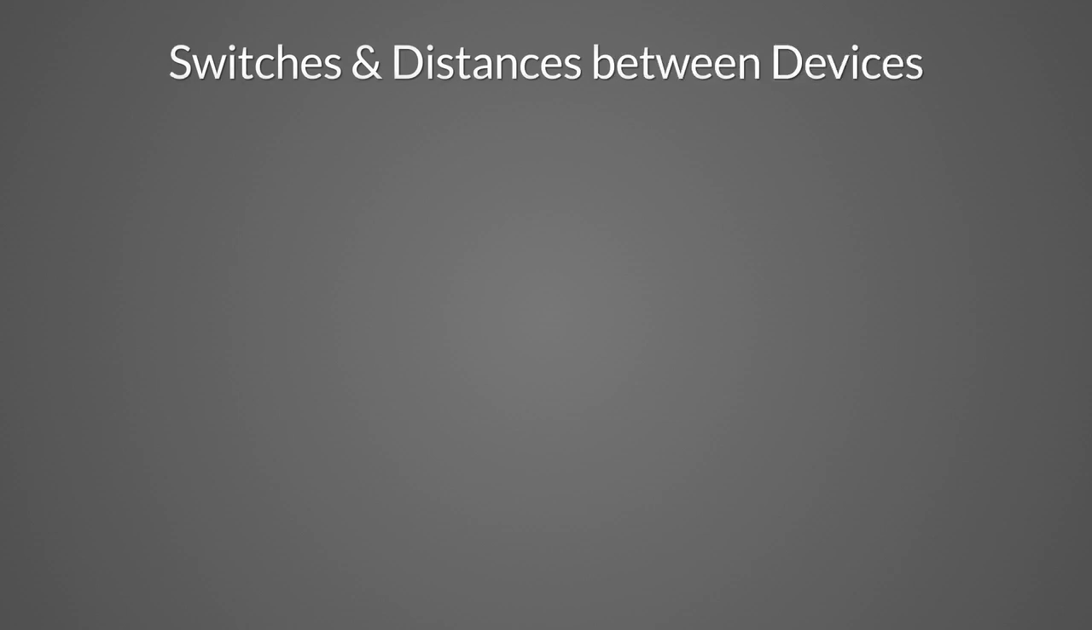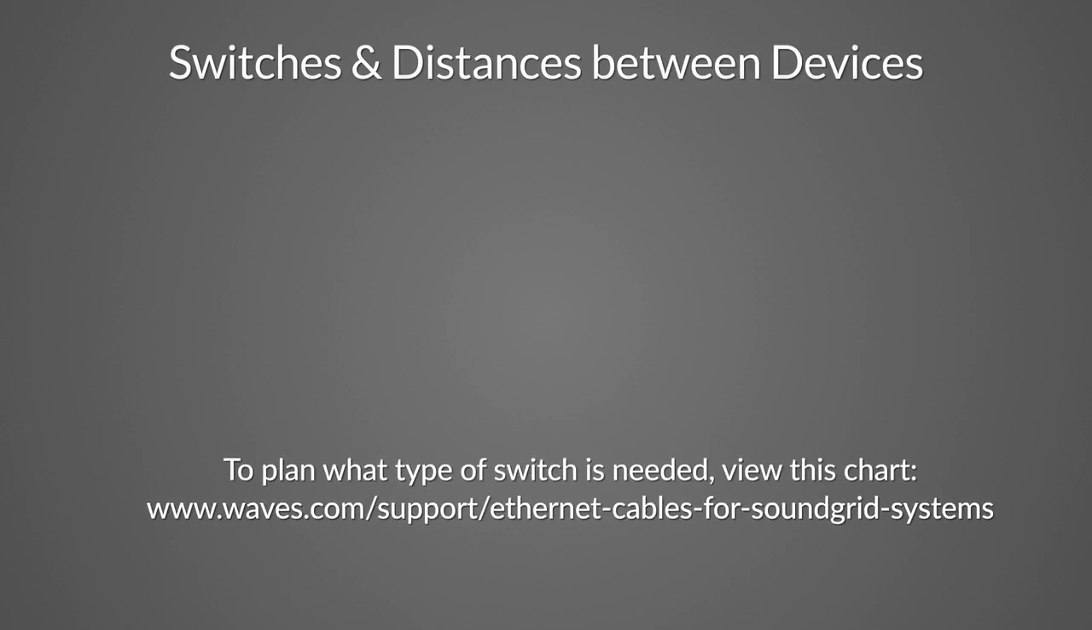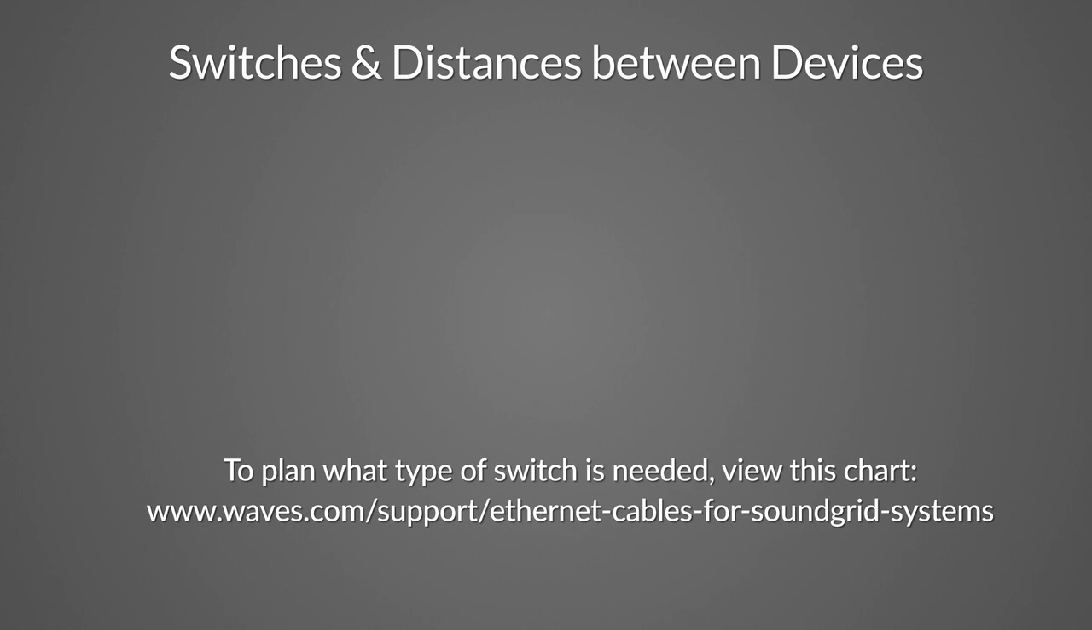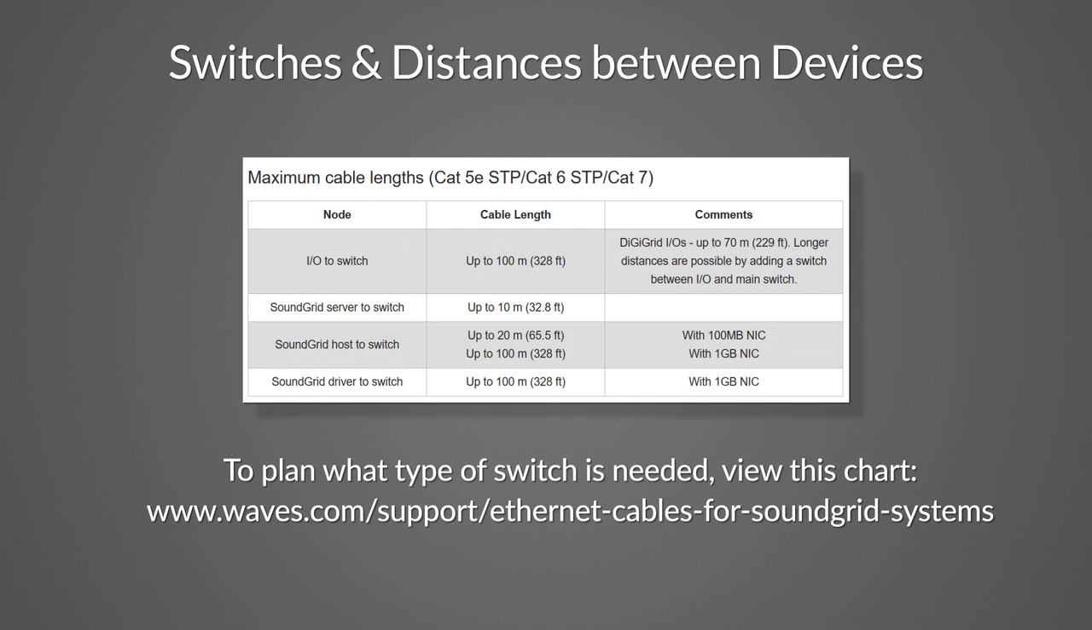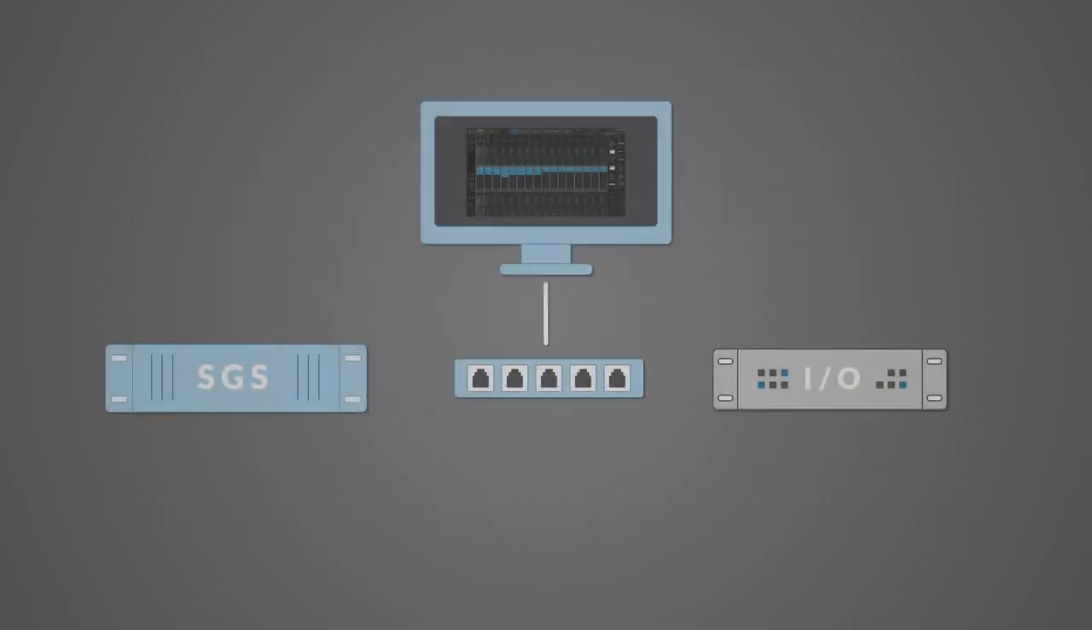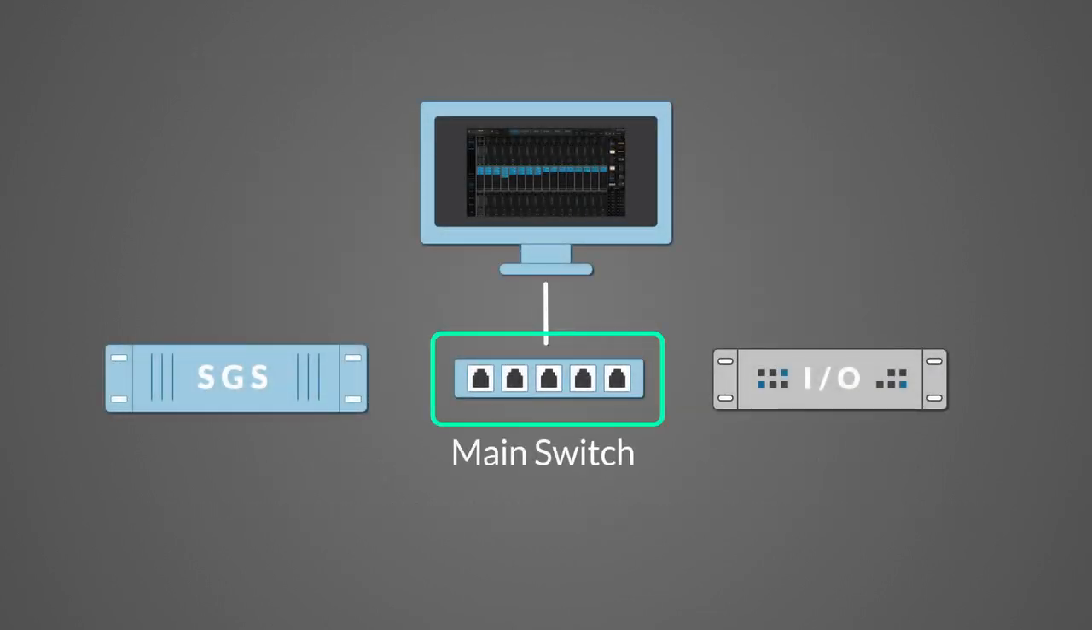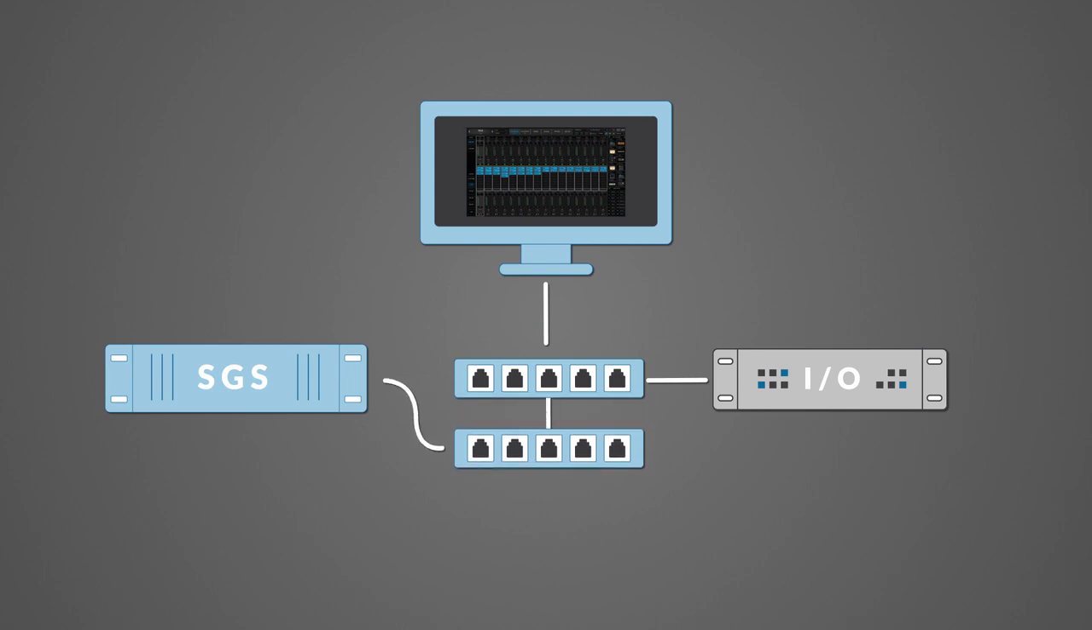Switches and distances between devices. Planning the distances between devices on a SoundGrid network is an essential part of being able to plan what type of switch will be needed. The distances for cabling listed on this page are there to help you make sure you plan and configure your setup accordingly. The main switch is the switch that is closest to the SoundGrid I/O that is defined as the system clock master. The SoundGrid DSP server should be connected to this switch, not to other daisy-chained switches.